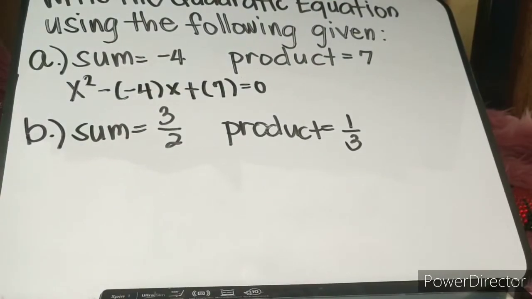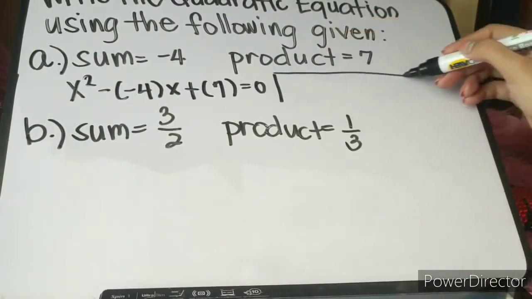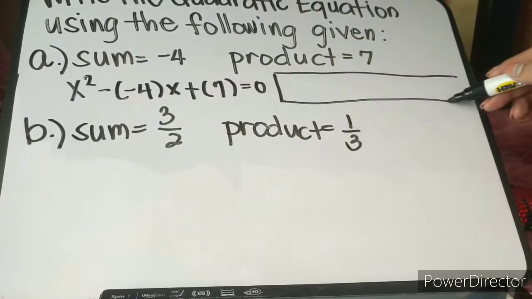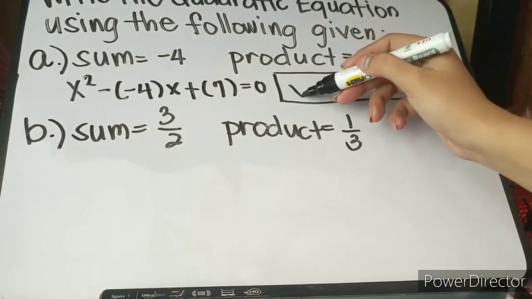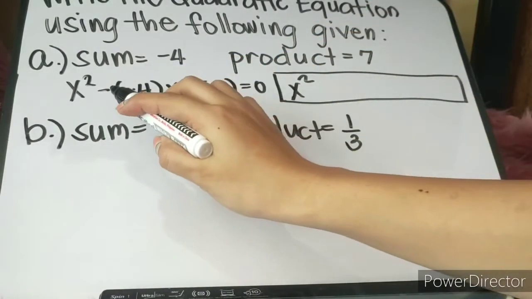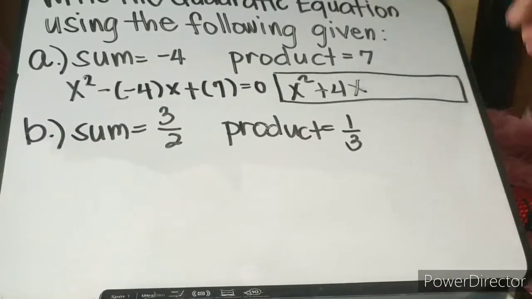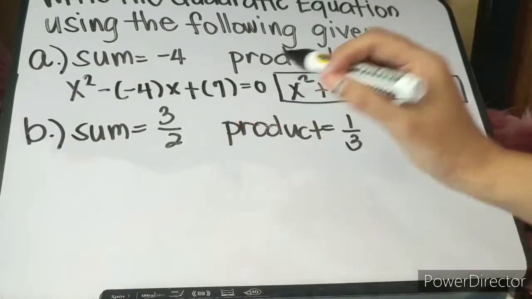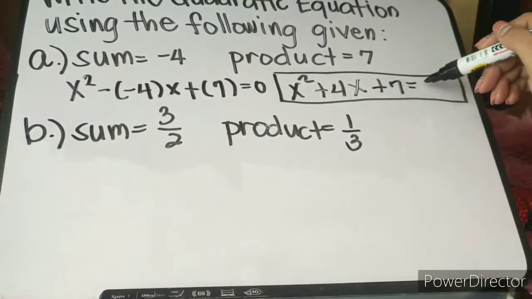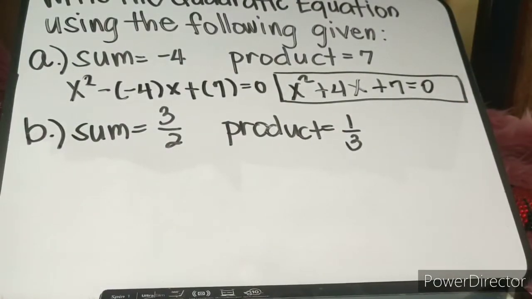And then, simplify na natin. So, dito ko na po isusulat yung pinaka-answer ko. So, ang ating final answer is x squared. And then, negative times negative will give us positive 4. And again, don't forget the variable x. And then, dahil positive naman to, positive din yun. So, plus 7. And then, equals to 0. Ganyan lang po ang gagawin kapag po ang given ay sum and product. And then, yung second example po na ipapakita ko, if the case is may fraction.